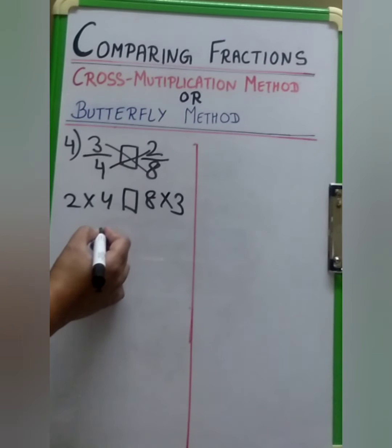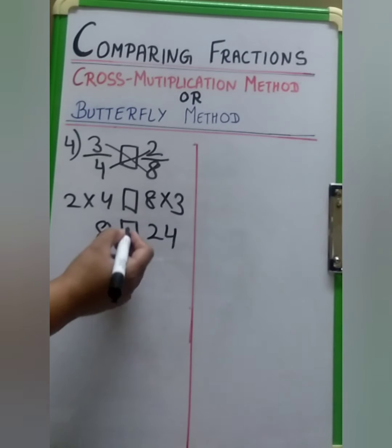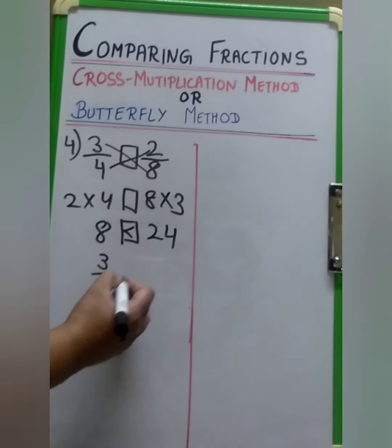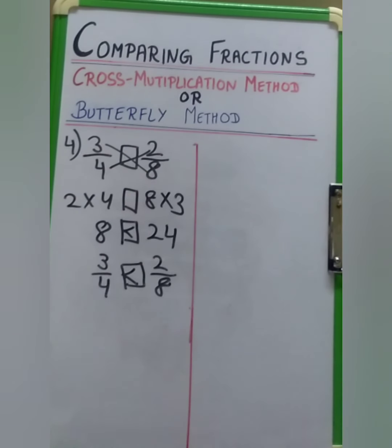So here we get 4 2s are 8 and 8 3s are 24. So 24 is greater. It means 3 by 4 is greater than 2 by 8. Now students, just check. Am I right? Have I done any mistake here? Can you find out? Do you think that 3 by 4 is less than 2 by 8? So just check. What is the mistake I have done here?